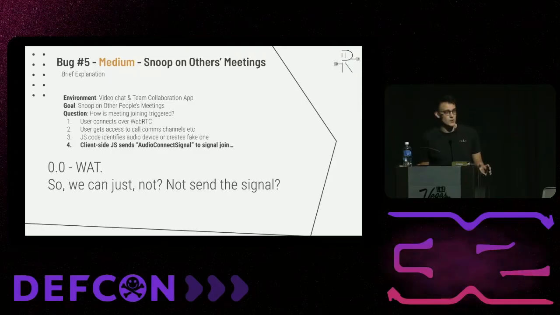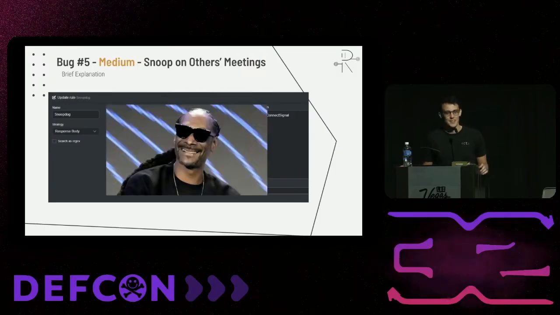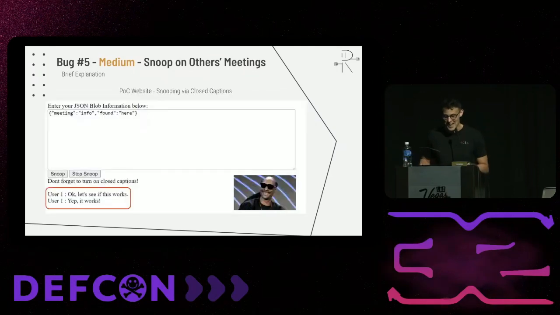And so since this was happening on the client side, we could just not send the signal. And that's exactly what we did with this match and replace rule. We simply did a true false switch on whether the audio signal had already been sent or not, and it didn't send the signal. And we became Snoop Dogg in that environment. Okay, so let's see how it worked. Here's my Snoop Dogg POC right here. That's what I named it.